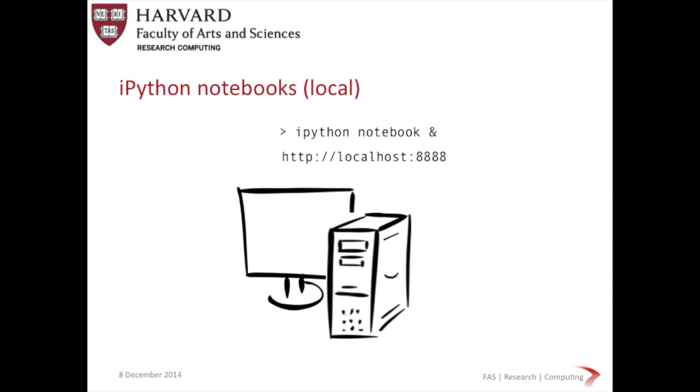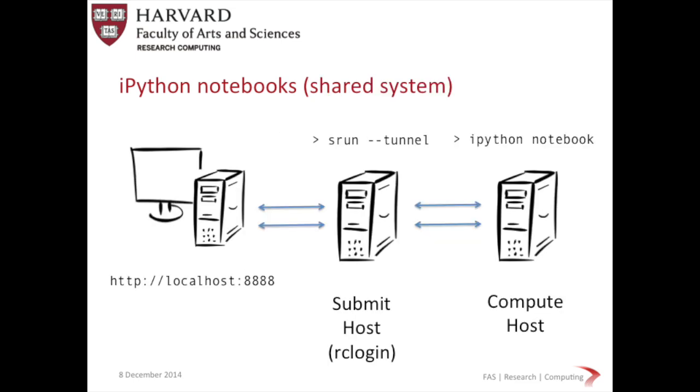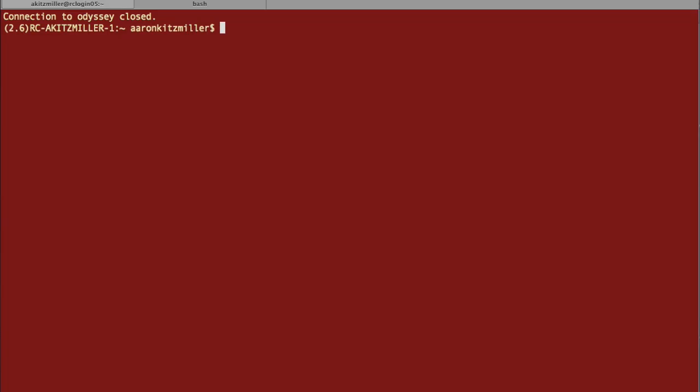Often, iPython notebooks are started and viewed on the same computer. By default, the iPython notebook server runs on port 8888, so notebooks will appear at localhost 8888 in a browser. Because Odyssey is a shared system and code should not be run on login nodes, notebooks should only be launched on compute nodes. Port forwarding using the Slurm tunnel plugin allows you to run iPython notebooks on compute nodes and view them on your laptop.